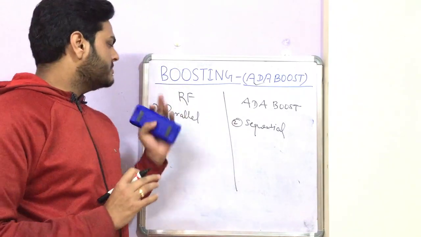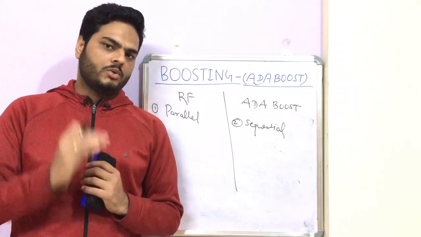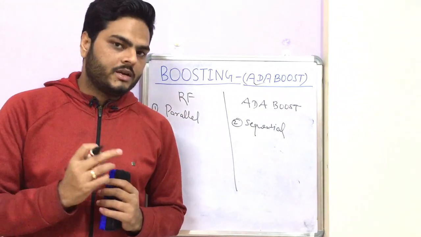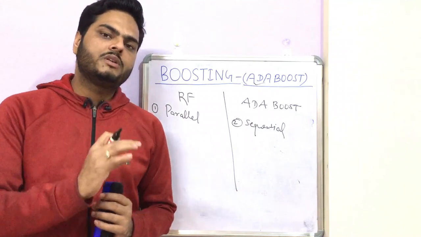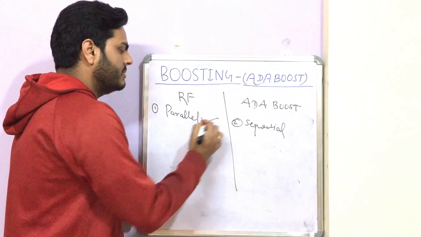I had explained random forest in one of my videos, the link for which is right here, you can go ahead and watch. In random forest, multiple trees are built from the same data parallelly and none of the trees is dependent on another tree. Hence, this process is called a parallel process.